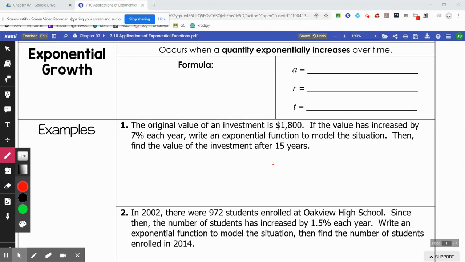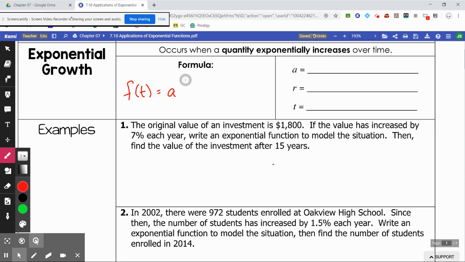In this video, we're going to be talking about a few applications of exponential functions and logarithms. First one being exponential growth. Here's your formula for exponential growth. F of t is equal to a times 1 plus r raised to the t power, where a is your initial amount.